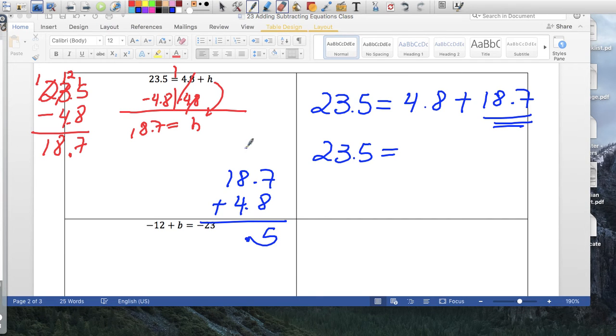15 goes 1. 12, 13, 25. So you can tell that this equals 23.5. So, check.